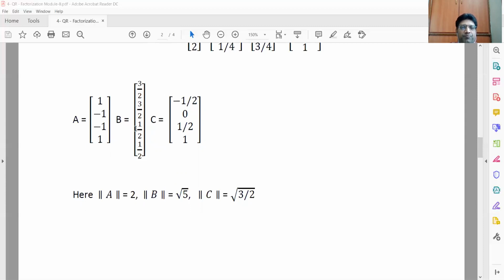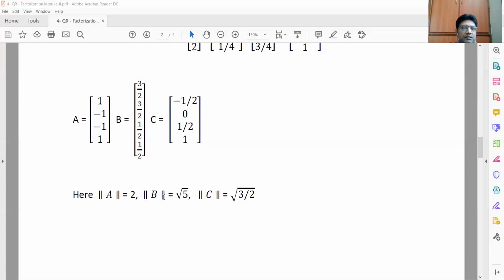Root 4 is 2. Similarly, square root of 9 by 4 plus 9 by 4 plus 1 by 4 plus 1 by 4. So 9 by 4 plus 9 by 4 is 18 by 4 plus 1 by 4 plus 1 by 4, 20 by 4. So 20 by 4 means 5. So root 5. Similarly, square root of 1 by 4 plus 0 plus 1 by 4 plus 1 gives root 3 by 2. So now what I am doing is I am dividing these three vectors with their corresponding norms.